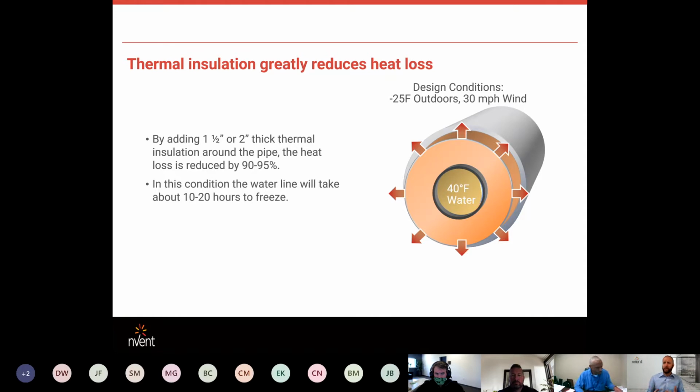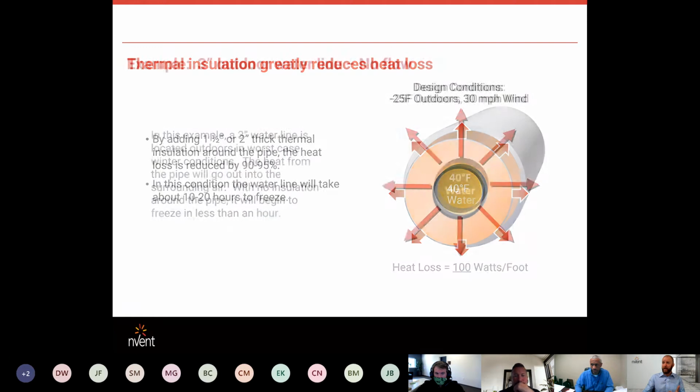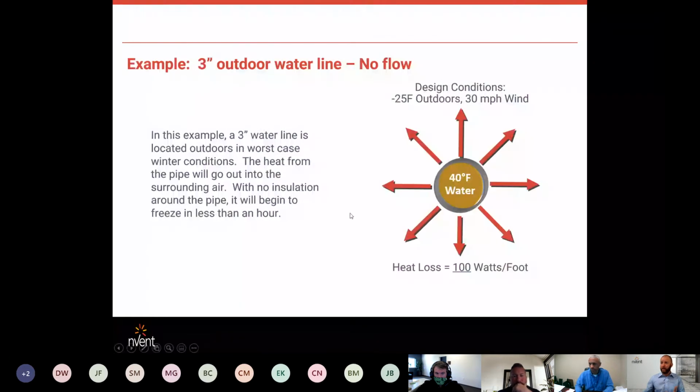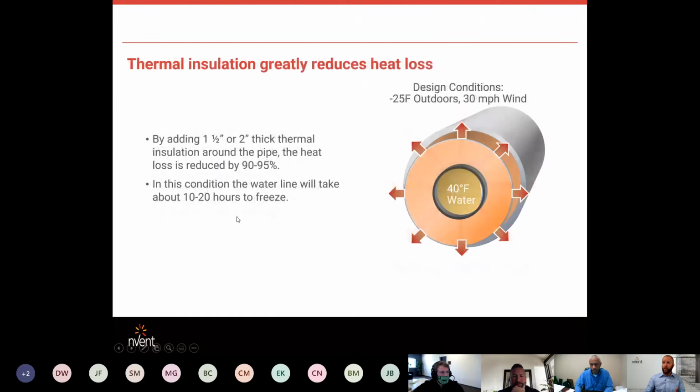You're really going to increase the time it takes to freeze. And I'll go back. You'll see this application with no insulation will freeze in less than an hour. And what's the insulation doing? It's not preventing freezing. It's buying you time, which is why heat tracing is necessary. So we have the same application. We added insulation, and now we've bought ourselves 10 to 20 hours as opposed to an hour.